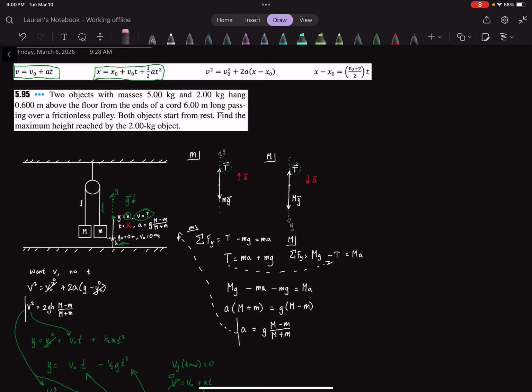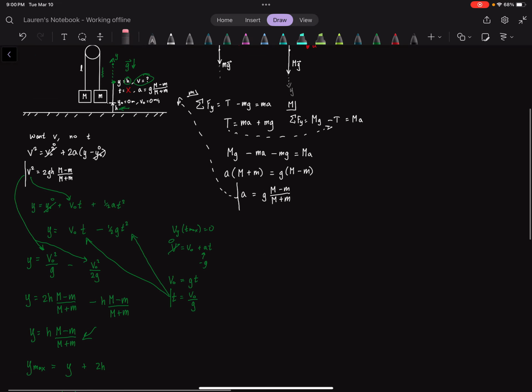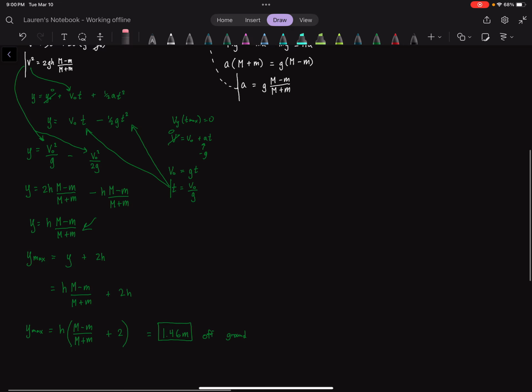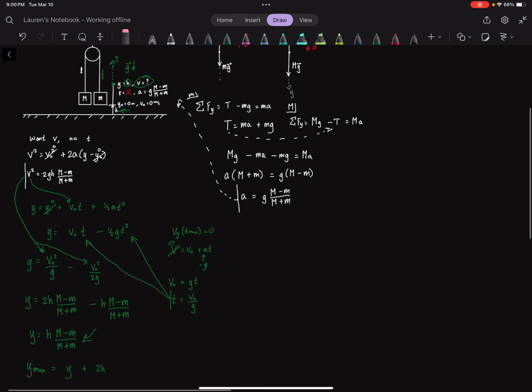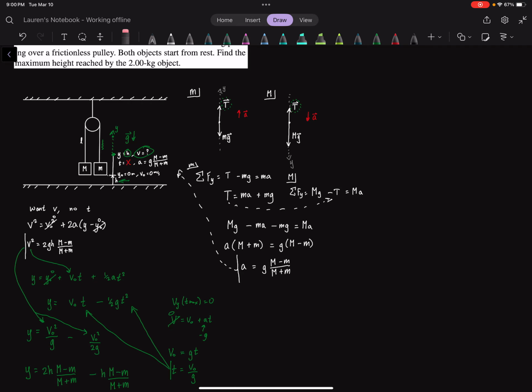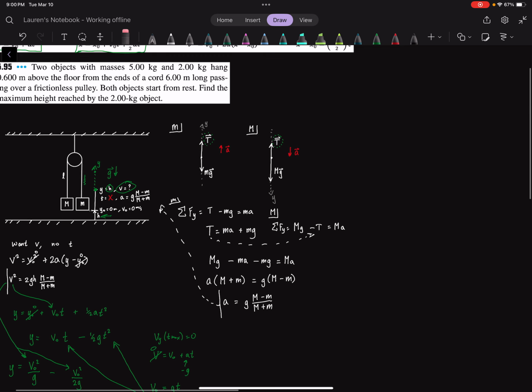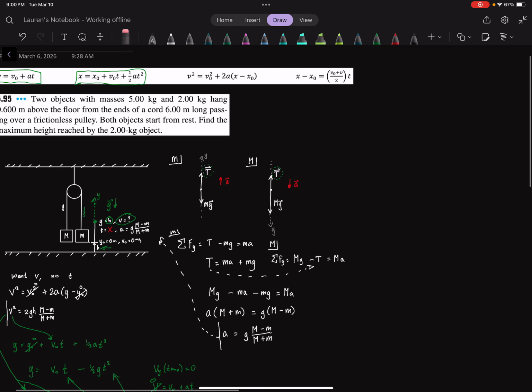Last week's problem of the week, we solved this problem with an Atwood machine that kind of turned into a constant acceleration problem and a projectile motion problem. And we got a final y max, the final height that the small mass goes. This time we're going to solve this with energy instead.